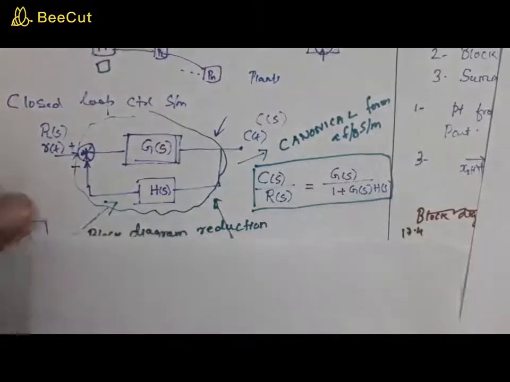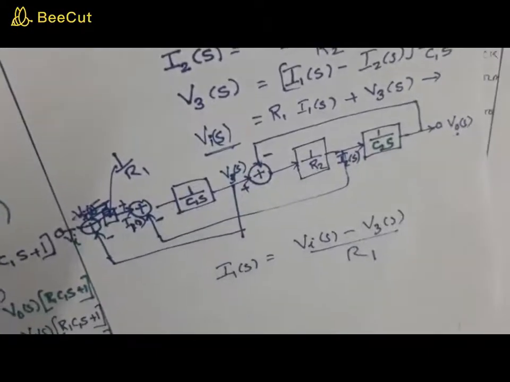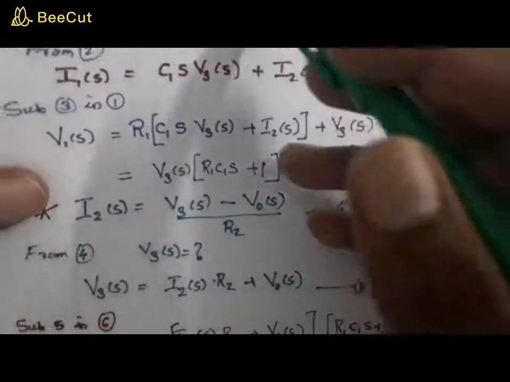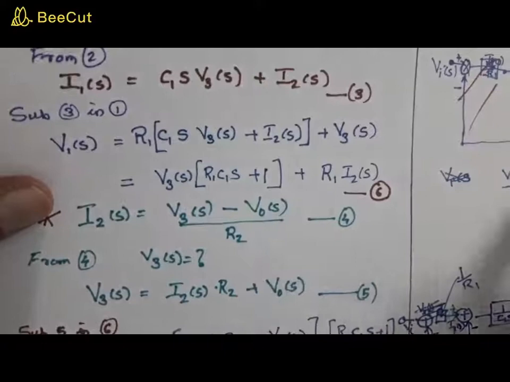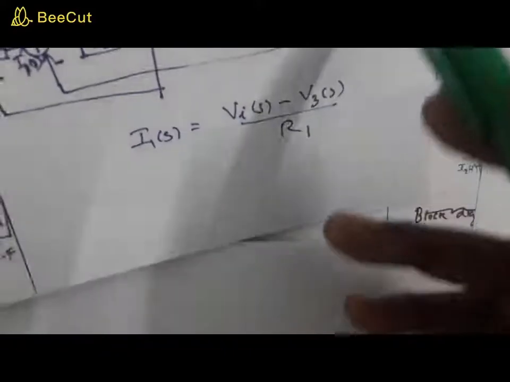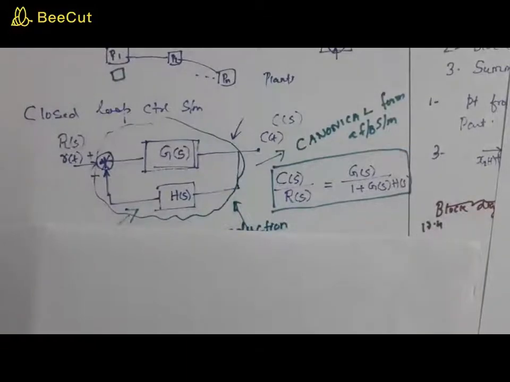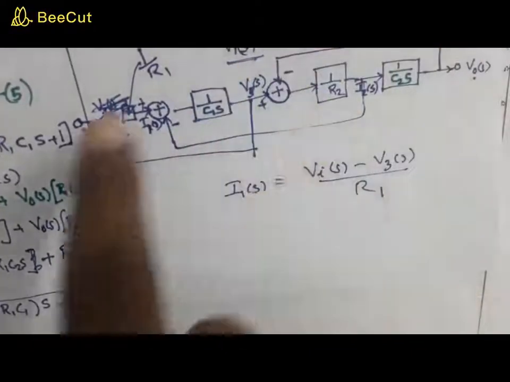Now, what is the purpose of this block diagram representation? Once you know the block diagram representation, you don't have to go through these equations to find out the transfer function. You can very well find it out. Now, the question that comes into your mind is, how will you find out the transfer function of a complex block diagram just as shown here?